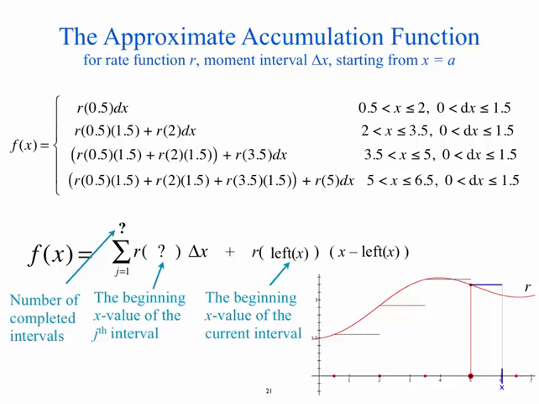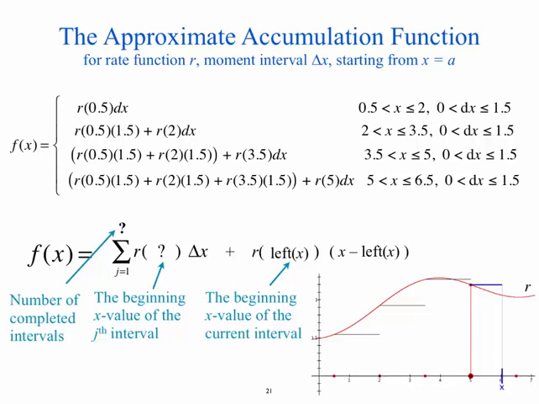So, in order to get this function, we just need two things. We need the number of completed intervals for any value x, and then we need some way to figure out what the beginning x value is of the j-th interval. Okay, once we have those two things, we've got it. We've got that thing up there in one line instead of a line for every moment.